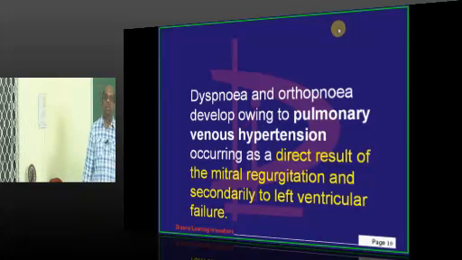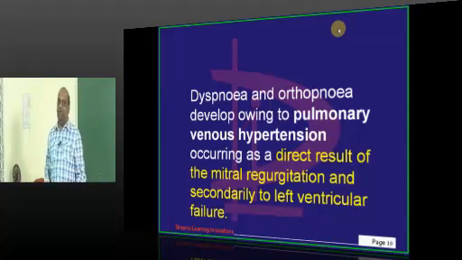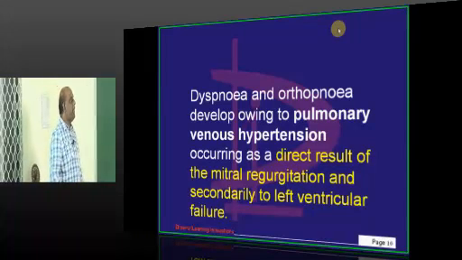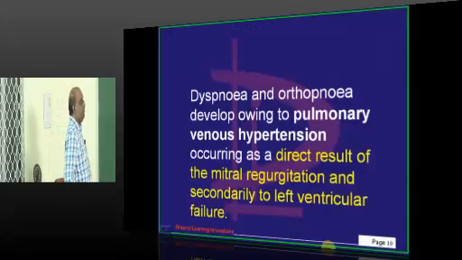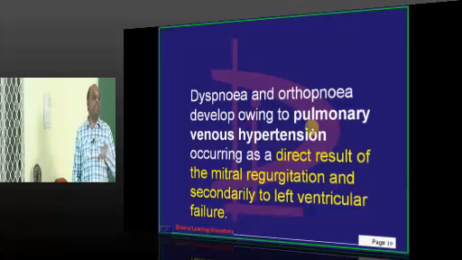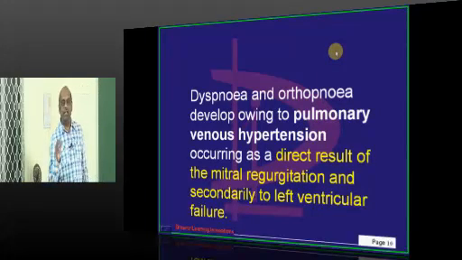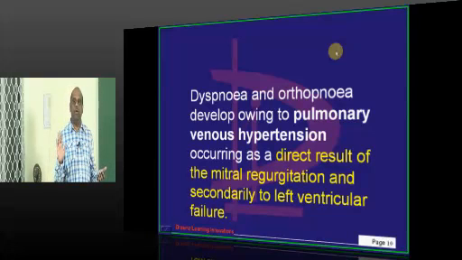Later on, when pulmonary venous hypertension develops, dyspnea and orthopnea will develop because of the failure of the left ventricle. Why will the left ventricle fail if there is a mitral regurgitation? Naturally, no. Normally, what is the left ventricle's normal simple job?